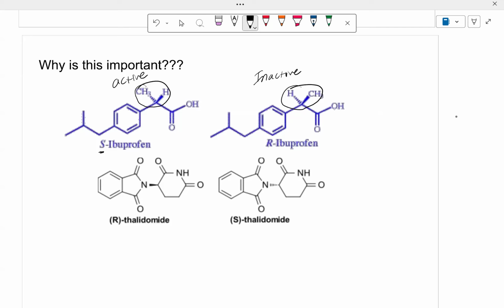A more drastic result, and less known, this was an issue back in the 60s and 70s, is the compound thalidomide. Again, like ibuprofen, thalidomide has two stereoisomers that only differ around the orientation of that carbon. So in R-thalidomide, the nitrogen group's coming out at you. In S-thalidomide, it's going away from you. So again, you might say, all right, big deal. How is that going to make it any different?